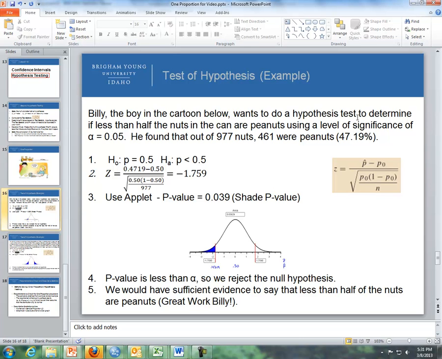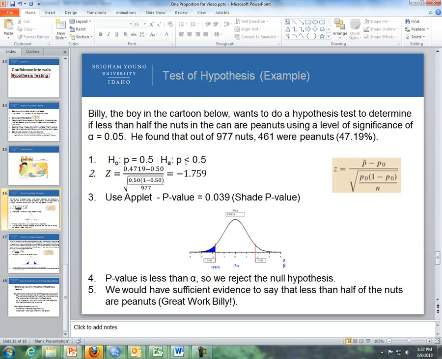He found that out of 977 nuts, 461 were peanuts, so about 47.19%. So he wants to see if it's less than. So step 1: the null is that it's equal to 0.5. We want to see if it's less than half. The null is always set equal to a given value, so p is equal to 0.5.